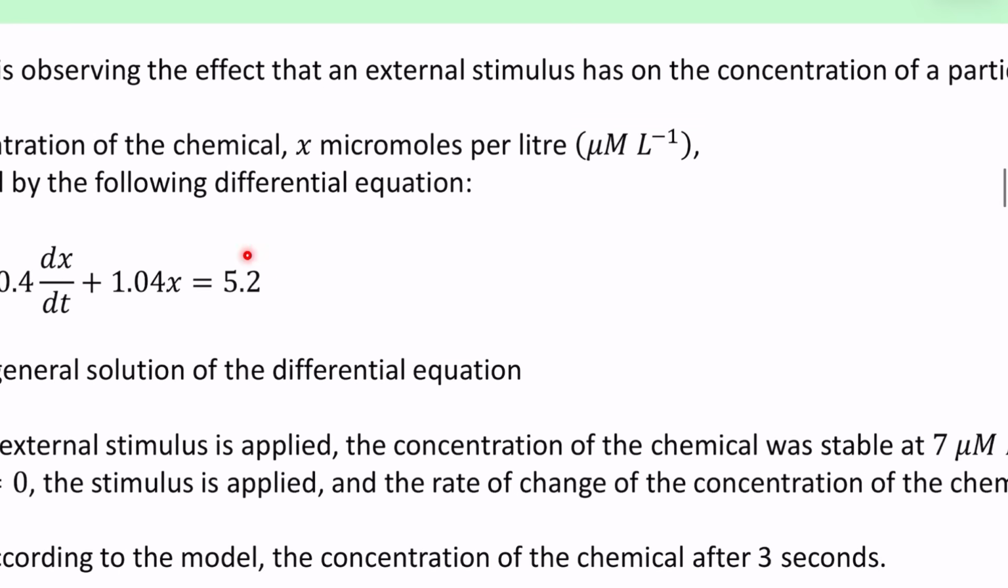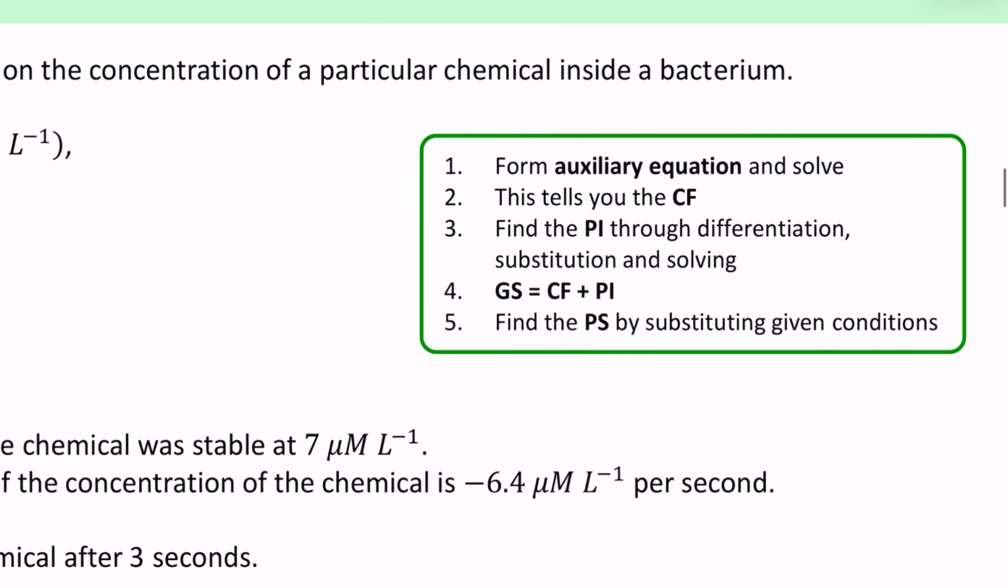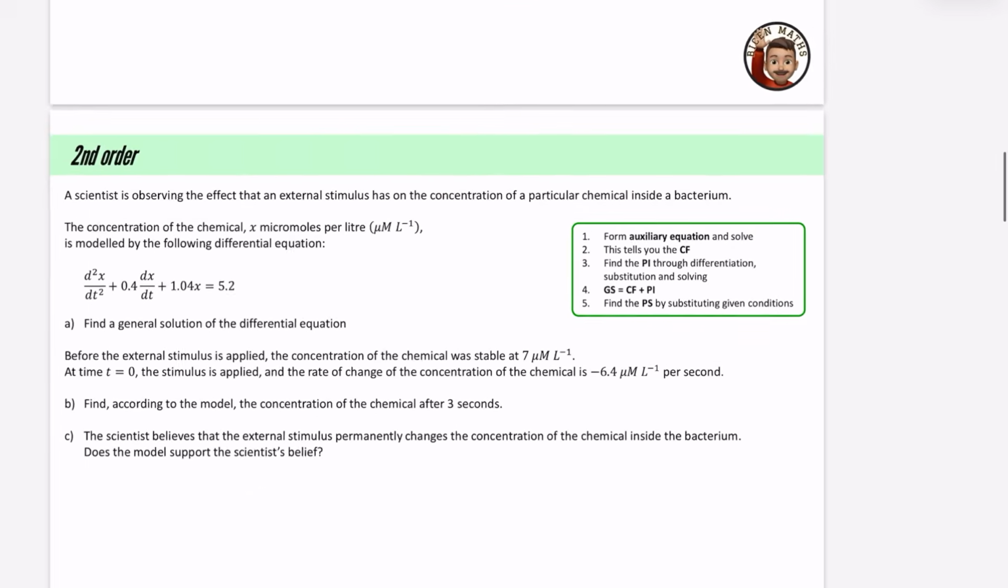In our question here, it is necessary because we have something on the right-hand side. And you do that through differentiation, substitution, and solving. Your general solution is then the complementary function plus the particular integral. And because it's a modelling question, you're pretty much always going to need to find a particular solution by substituting in the given conditions in the question.